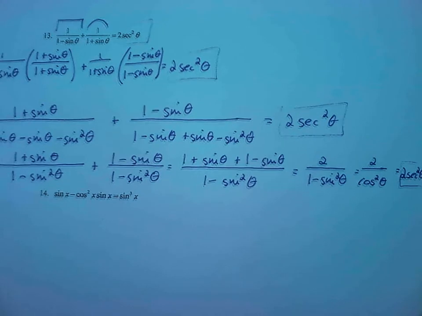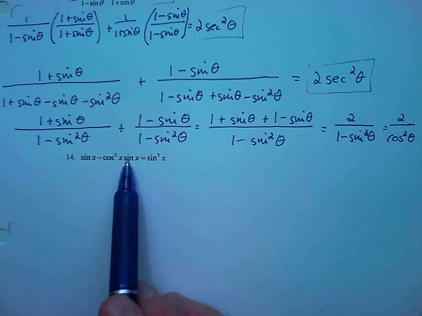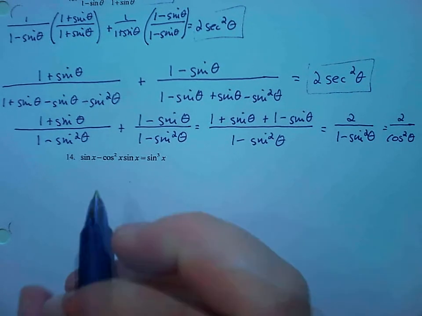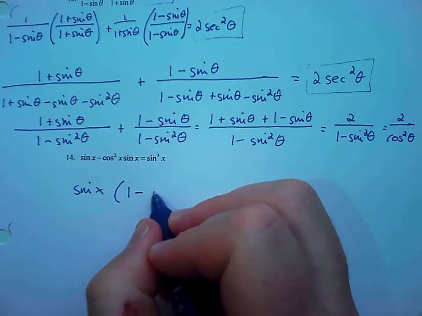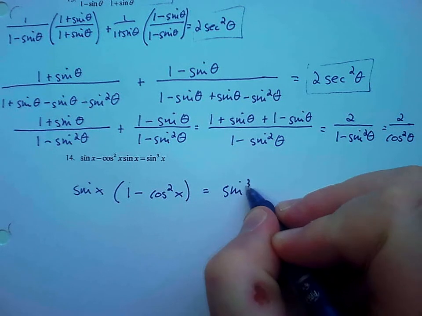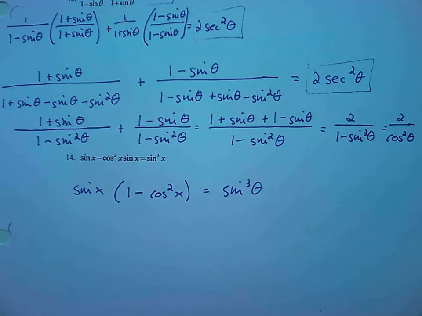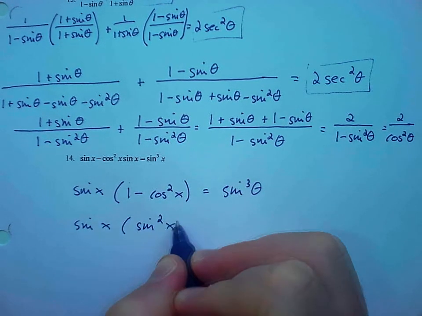All right, let's go on to number 14. Number 14 says, sine of x minus cosine squared of x times the sine of x is equal to sine cubed of x. Well, one of the things that we can see here is that both of these terms have a sine of x in it. So let me factor out that sine of x. I get 1 minus the cosine squared of x. I'm not going to touch the right-hand side of the equation, but I know that 1 minus the cosine squared of x is simply just equal to the sine squared of x.